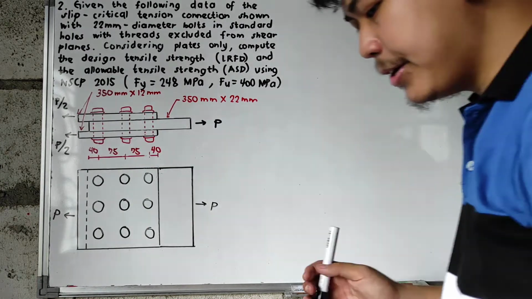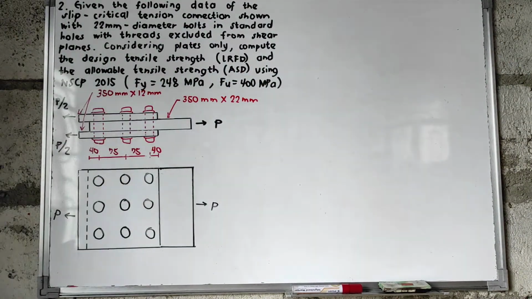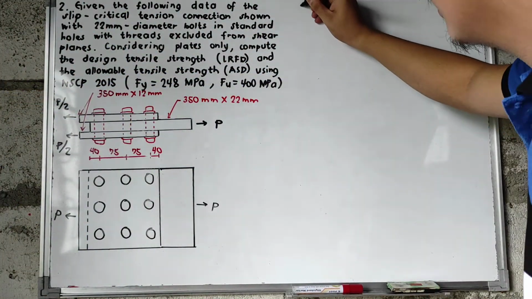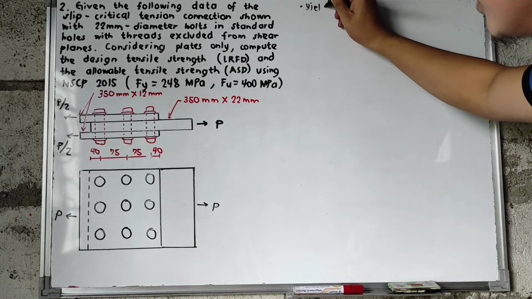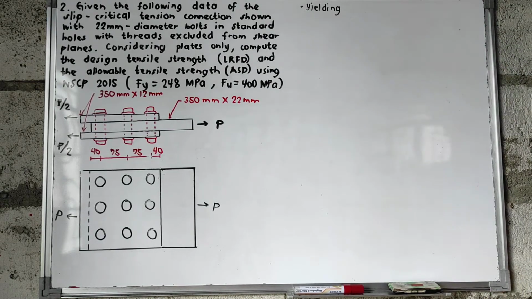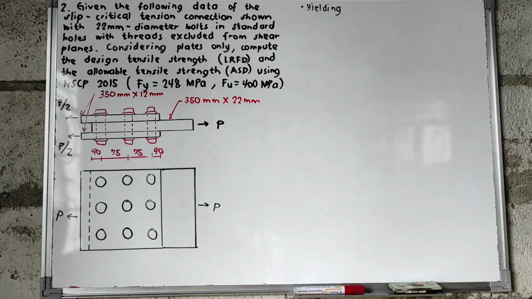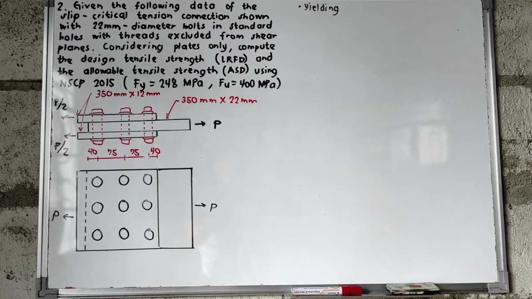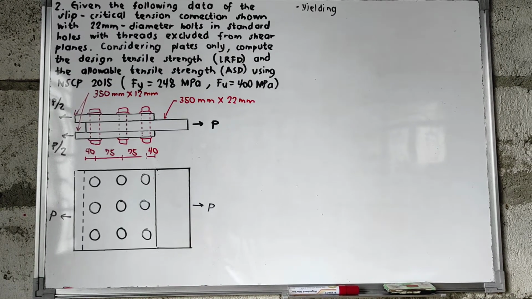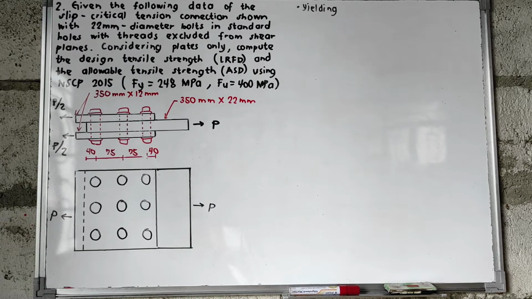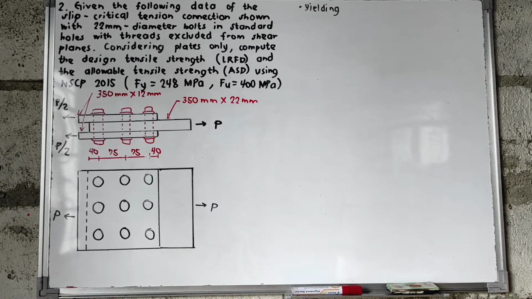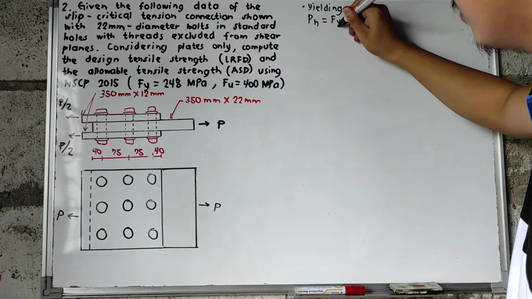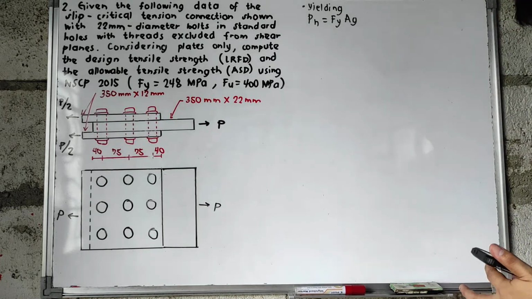So, for this one, siyempre, we are going to solve based on yielding muna tayo, or based on gross area. So, when we are talking about yielding, gross area yung ginagamit natin in computing for the value of your nominal strength. So yung nominal strength natin, that is equal to Fy multiplied by the gross area.